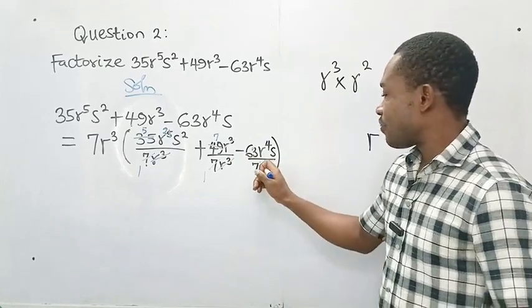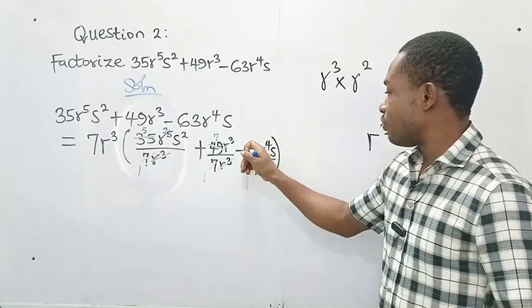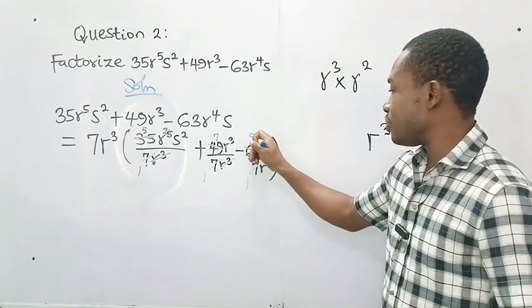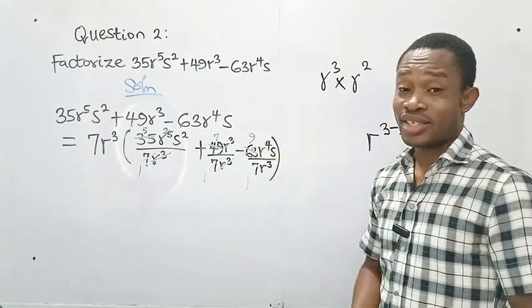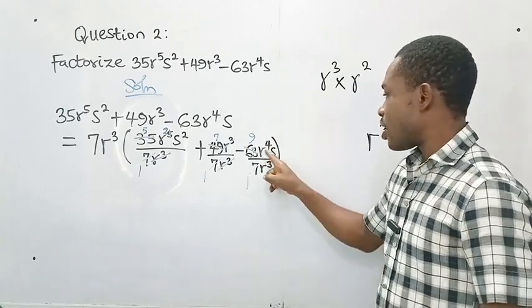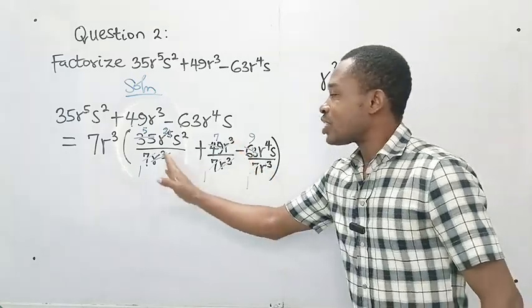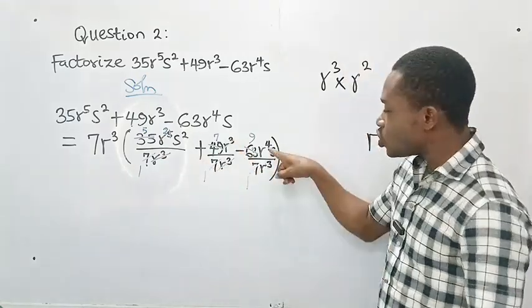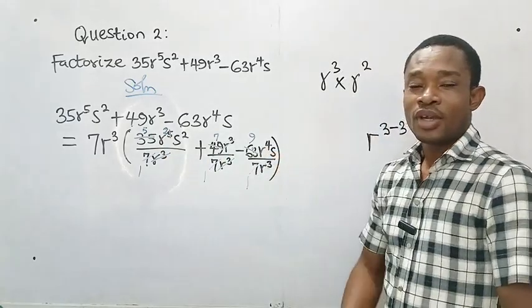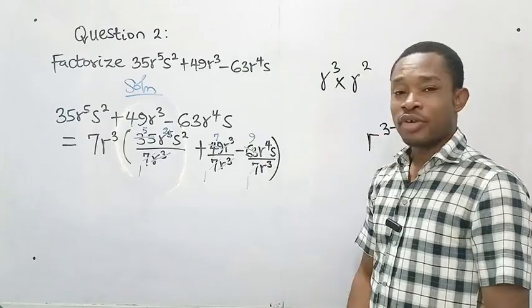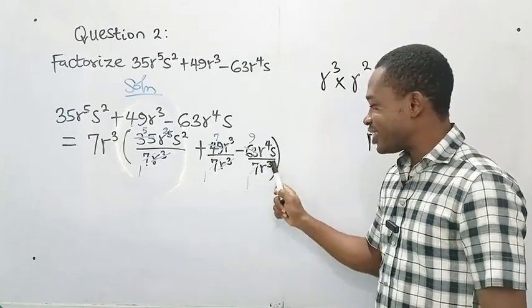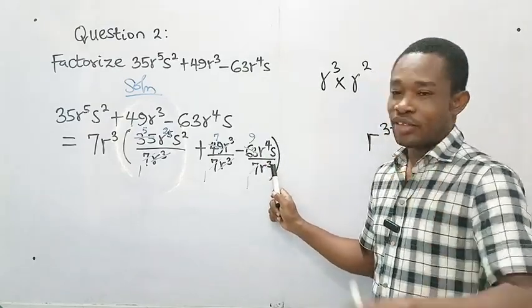Now come to this. 7 will divide 7, you get 1. 7 will divide 63 to give you 9, because 7 times 9 is 63. Now look at r raised to power 4 divided by r raised to power 3. Based on what I explained to you here, what do you think you have to do here? Go to r raised to power 4 in the numerator and then subtract power 3 from it.